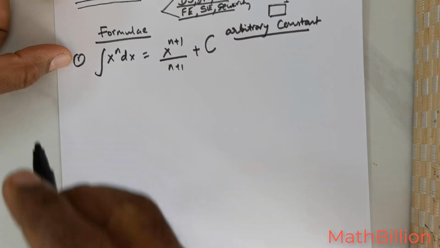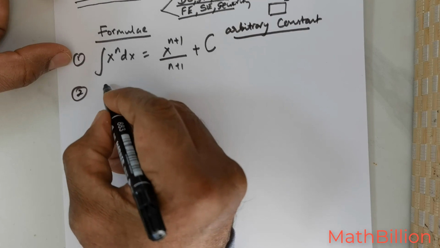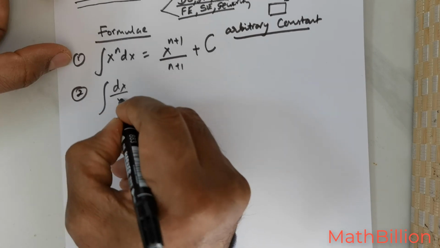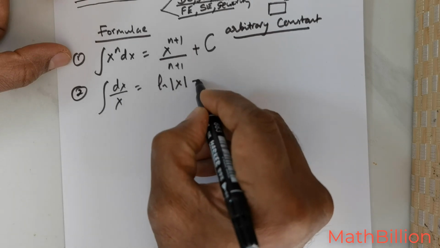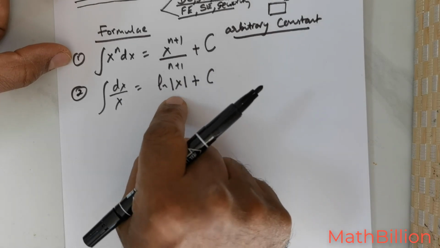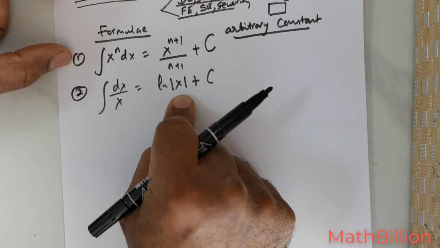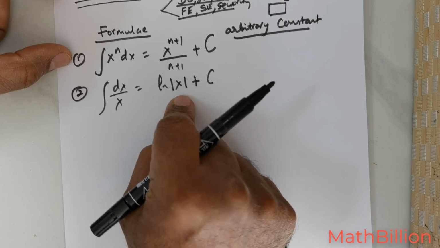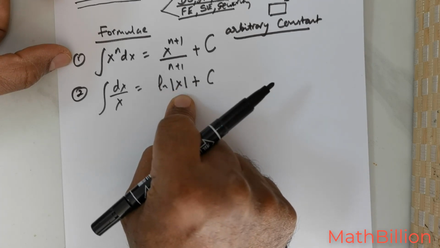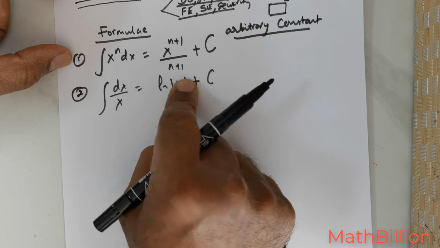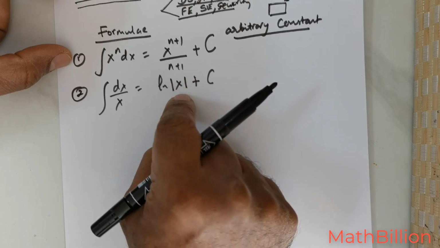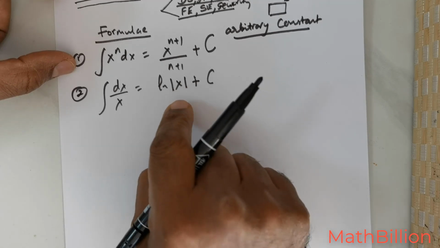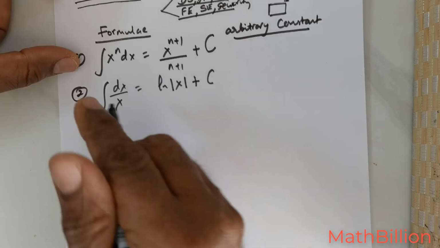So let me move on to the next formula. Integral dx over x, this is equal to ln, you need to place this modulus of x in this fashion, ln of modulus x, because ln is only defined for positive values and it is imperative that this quantity is positive, so the modulus sign is important. Now if you do not place modulus, again you will be marked wrong.